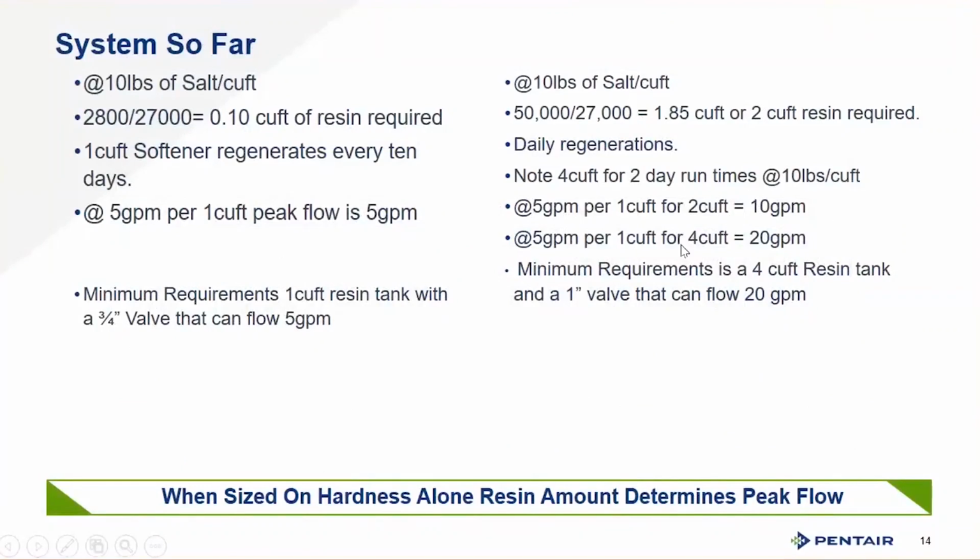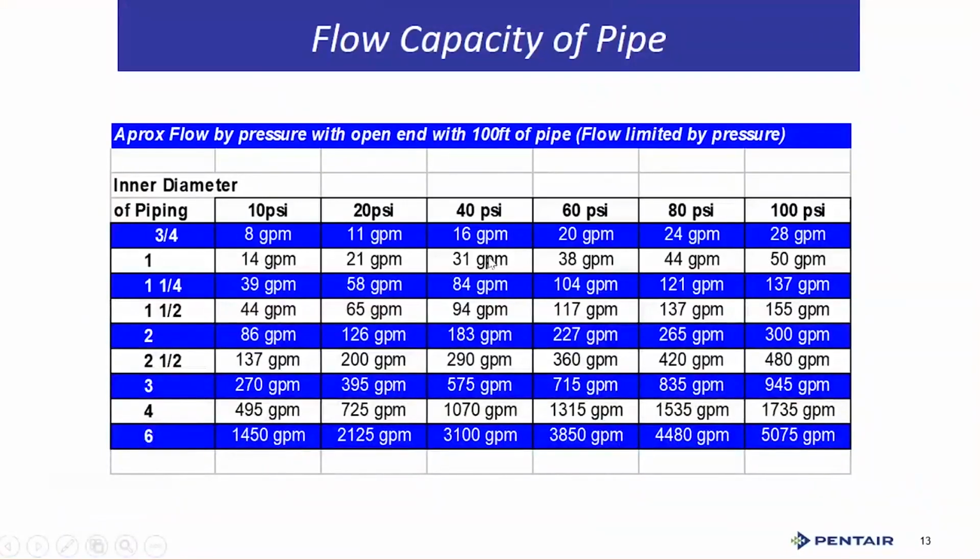But with a 4 cubic foot softener, I can handle 20 GPM without a significant loss of capacity. So that's the minimum requirement here, because in a commercial application only needing 10 GPM is kind of unheard of. I'm just going to step up to the larger one at 20 GPM and say I'm going to need a 4 cubic foot resin tank and a 1-inch valve that can flow a minimum of 20 gallons per minute. Let's take a look at our chart. 1-inch valve, 20 gallons per minute. Yeah, on a 1-inch line, I can meet or exceed that flow rate.